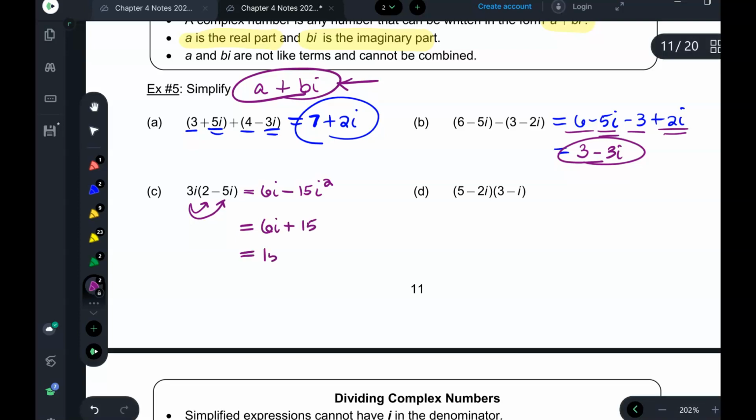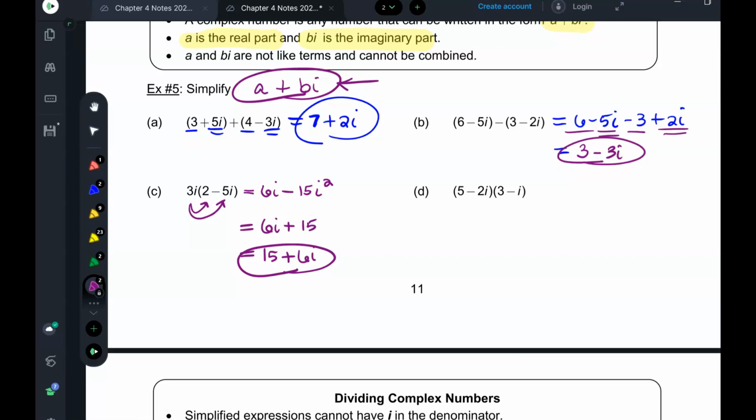So I'm going to just switch this around. There's a reason we write it this way. Later in pre-calculus, you will graph complex numbers. Don't worry, it's really simple. You treat this as your x coordinate, this is your y coordinate. So I want you to get in the habit of putting the real part first and then the imaginary.